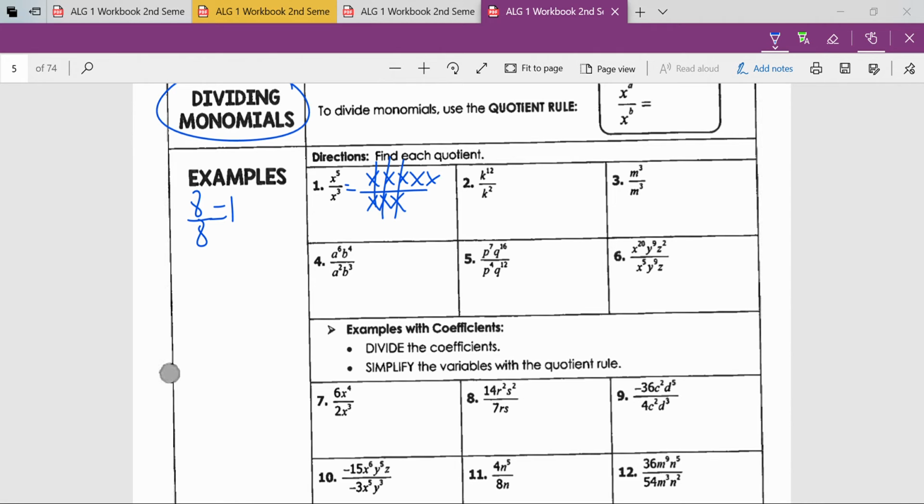Well, then how many x's do I have? 2. And then this would be x to the power of 2. You can put a 1 in the front if you want. If it's not there, you know it is there. It should be there. So you don't have to write the 1, but you can.